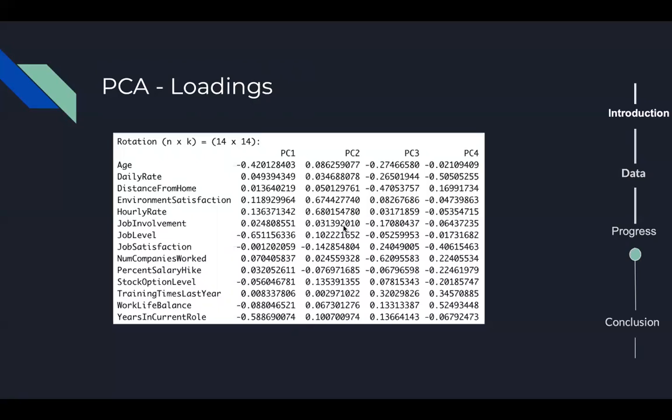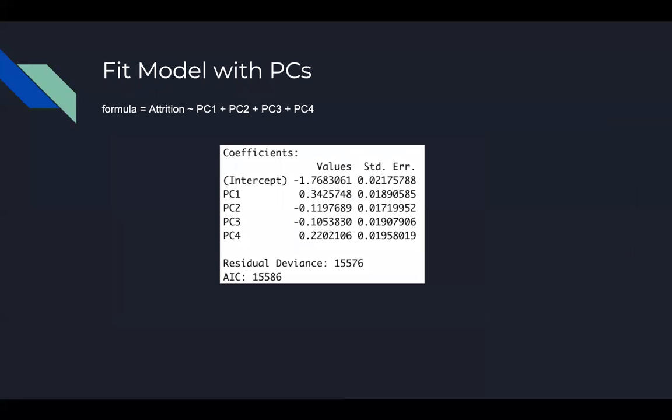So we will get the result from here. The employees who value their environment satisfaction lower, plus have a lower hourly rate, are more likely to leave. I can do the same thing for components 3 and 4.